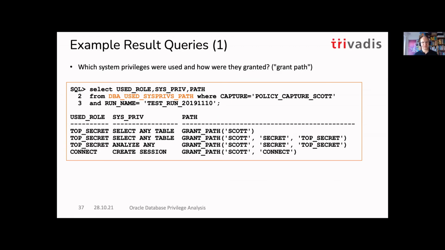In the DBA used sys privs, for example, you've got the select any table privilege, and you see the grant path Scott. So that's one thing, and the second thing is the second row. Let's check the grant path. You have the grant to Scott, but the privilege is granted via the roles secret and top secret. So at the end, the role top secret was granted to secret, and secret was granted to Scott.